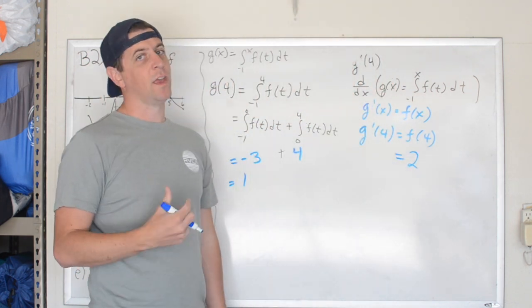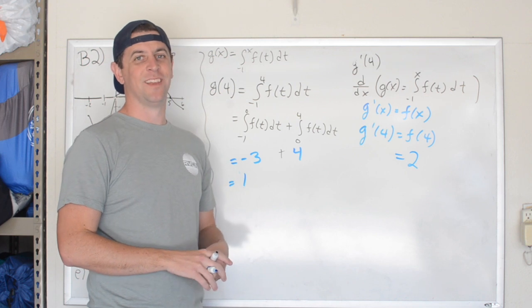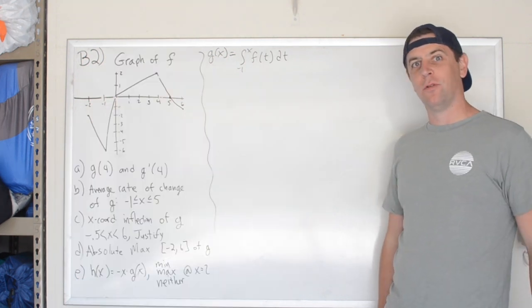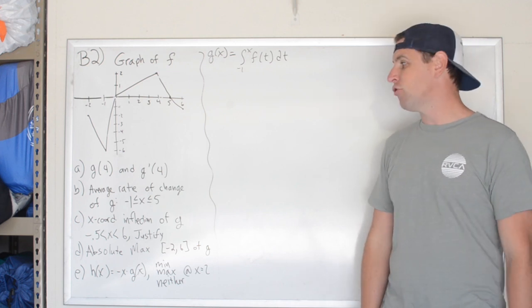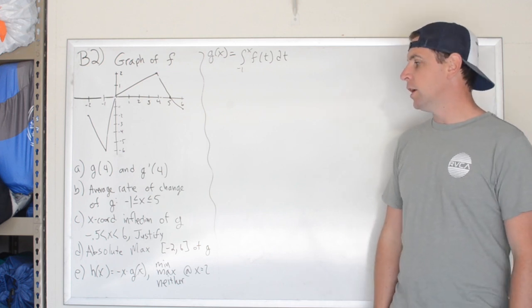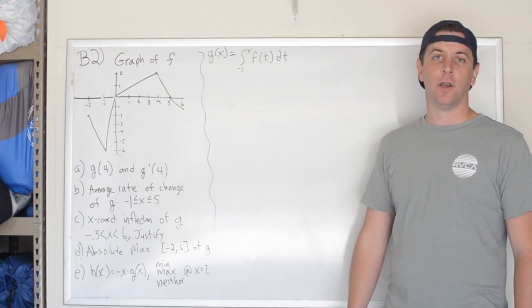And there we have it. We've answered part A, and we're going to move on to part B. Alright, so moving on now, we're on part B. Part B says we're trying to find the average rate of change of g from the interval -1 to 5.